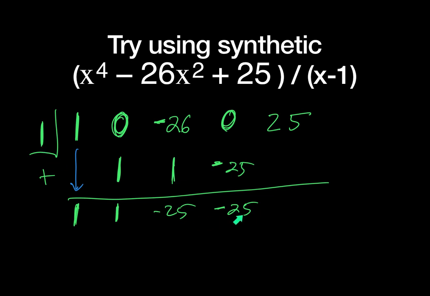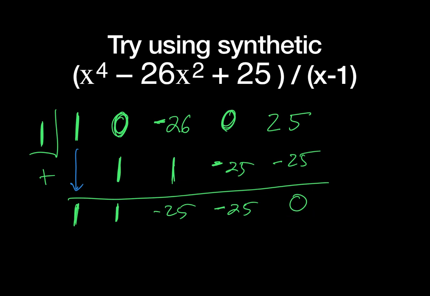1 times negative 25 is negative 25. Add them up, I get 0. So what this means is x minus 1 is considered a factor of that whole equation. Remember when we did factoring of trinomials? We had our a times c process and all these other things. When we have polynomials bigger than x squared, we have to use division to find out, is x minus 1 a factor? When the remainder is 0, the answer is yes.